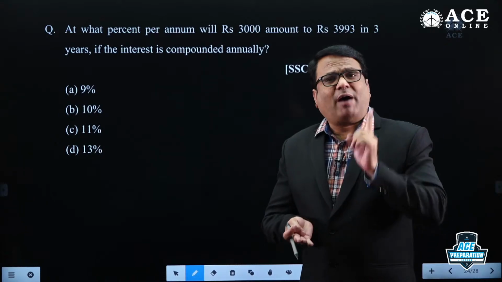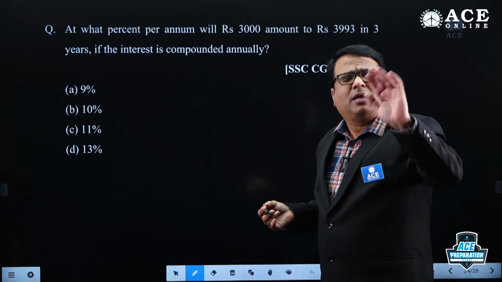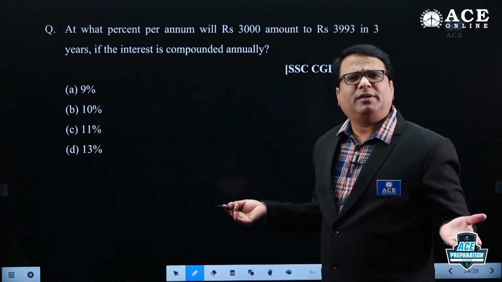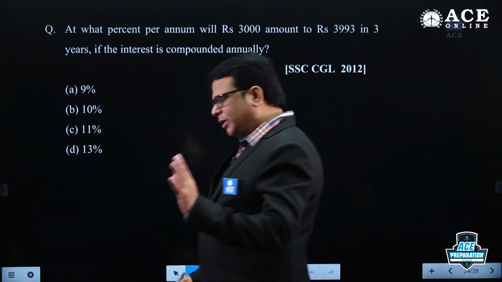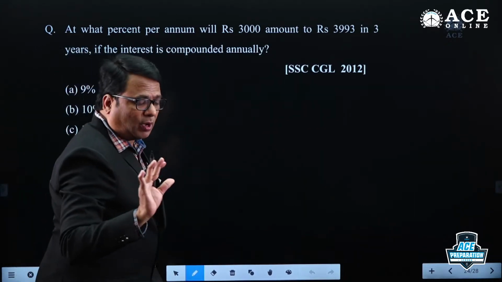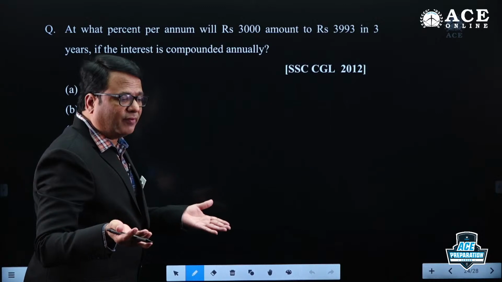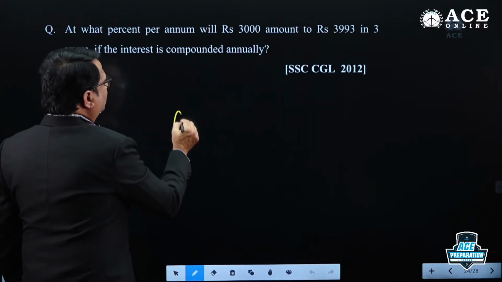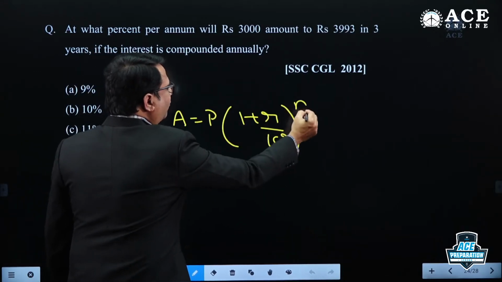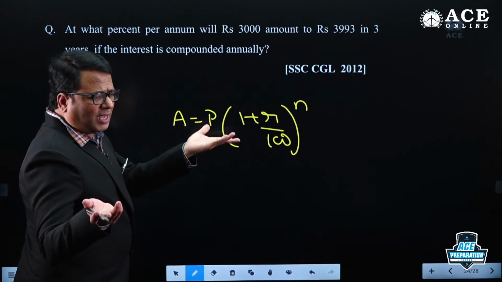Principal is 3,000. After 3 years it becomes 3,993. Then what is the rate of interest? That is the question. Okay, now I try to do it by the same method. We cannot do it by the approximation method, taking principal 100 rupees, because rate of interest is not given here. So amount equal to P into 1 plus R by 100 whole to the power of n. I don't take K here because K is 1. Interest is compounded annually. That means K value is 1.